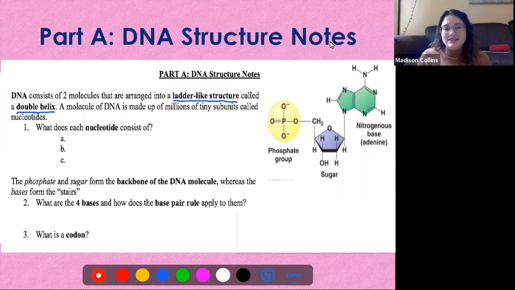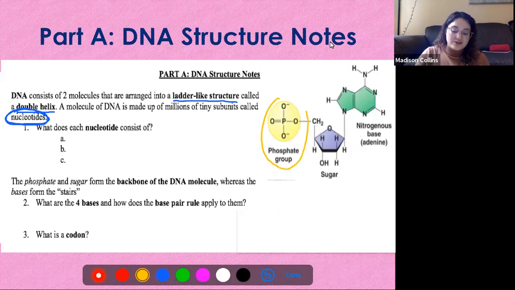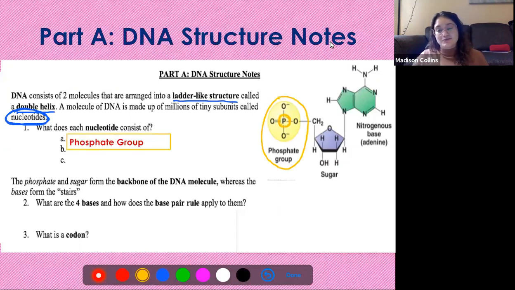But this molecule of DNA is actually made up of millions of tiny subunits called nucleotides. And you're actually looking at a picture of a nucleotide right here in your paper. So what does each nucleotide consist of? There are 3 pieces we need to know. First, there's something called a phosphate group. And it's called a phosphate group because right here in the middle of it is this element called phosphorus. But we just need to know it as a phosphate group.